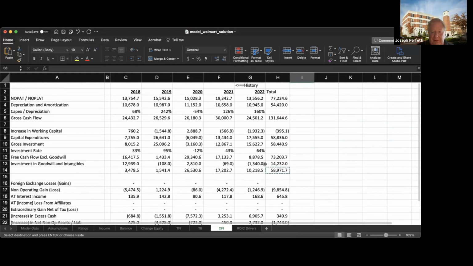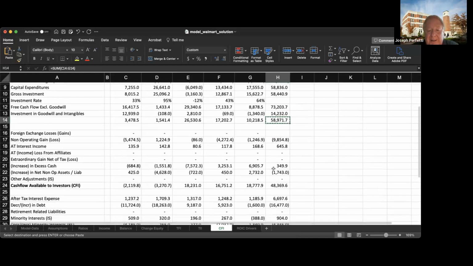And in the case of Walmart, it generated almost $59 billion worth of free cash flow over a 5-year period of time. So the question is, what did Walmart do with all that cash? Where did the almost $60 billion worth of cash generated from operations go? Which was a pretty big number. And so that was the point.